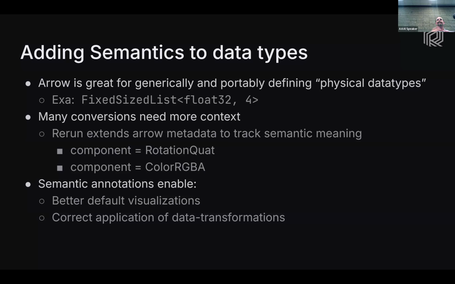I mean, I guess it makes sense in some sense if you're doing different kinds of color space operations, but if you're thinking of it as a geometric rotation, you don't want to misinterpret it as something different. You definitely don't want to view your quaternions as colors to colorize a point cloud. And so these semantic annotations enable better default visualizations, and within the transformation kernels that we implement, correct application of these data transformations.